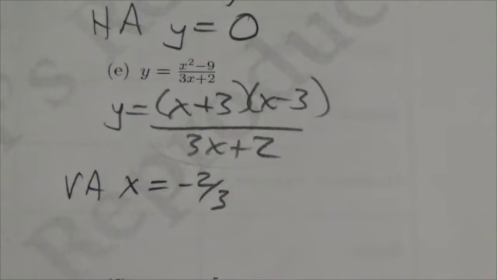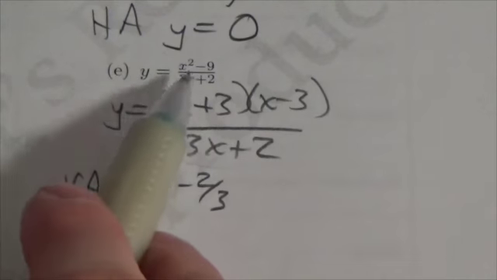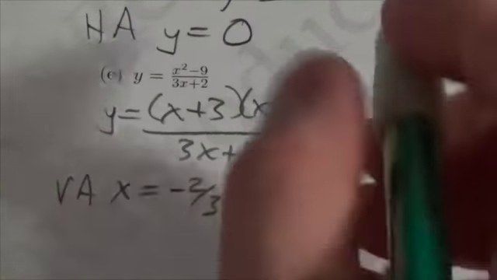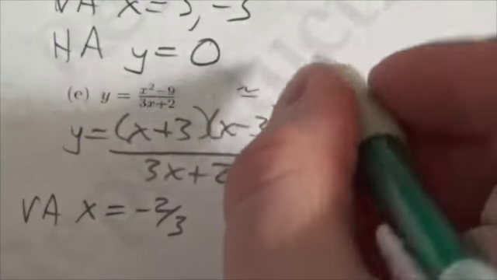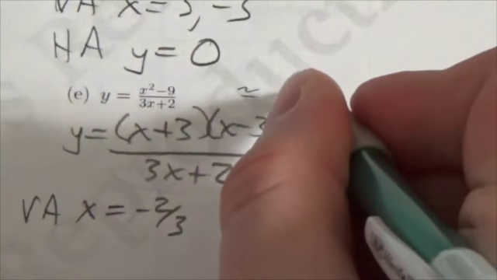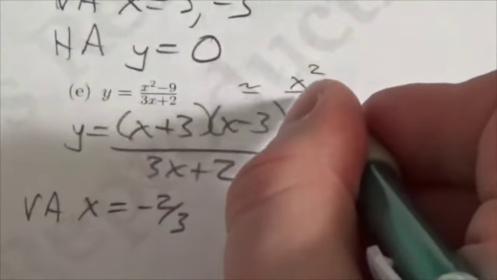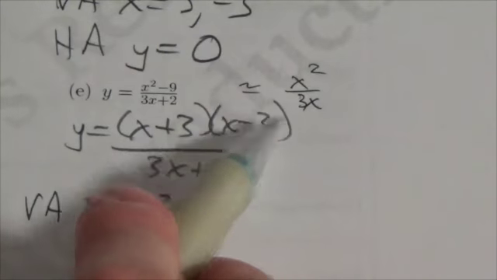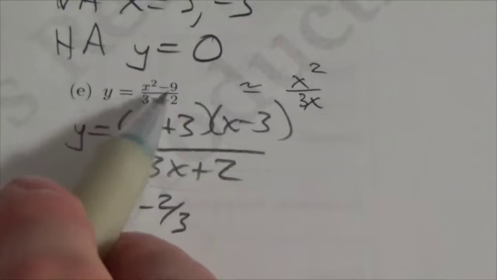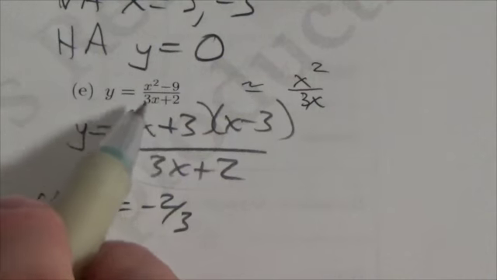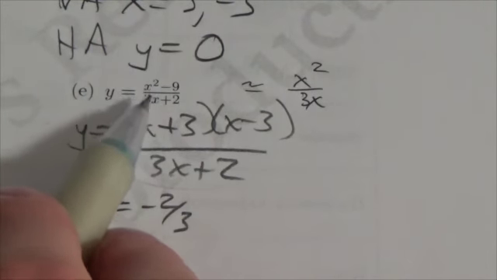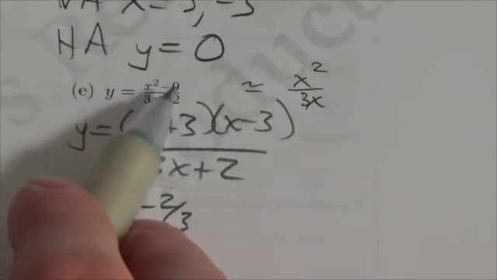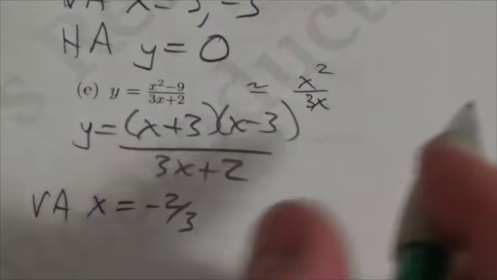Okay. To find my horizontal asymptote, I'm going to compare the degrees of the numerator and denominator. And notice that for very, very large values of x, the dominant term in the numerator will be x squared. The dominant term in the denominator will be just 3x. Okay, because the minus 9 up here and the plus 2, if you're talking about extraordinarily large values of x, well, those numbers aren't going to mean much of anything.